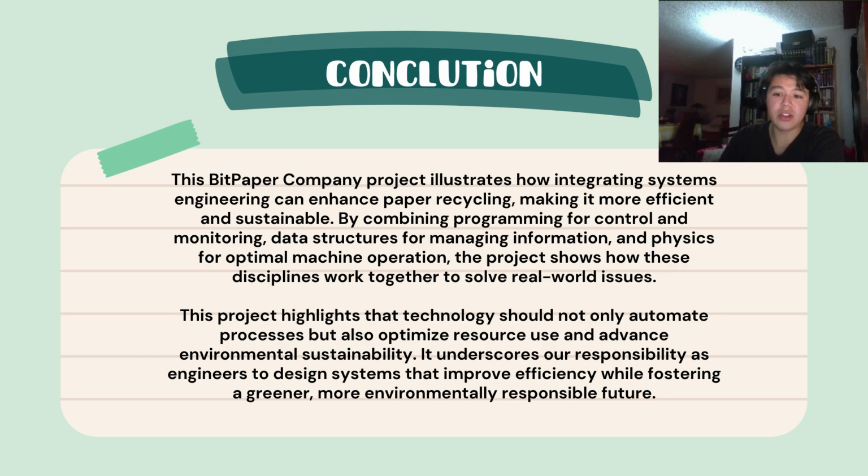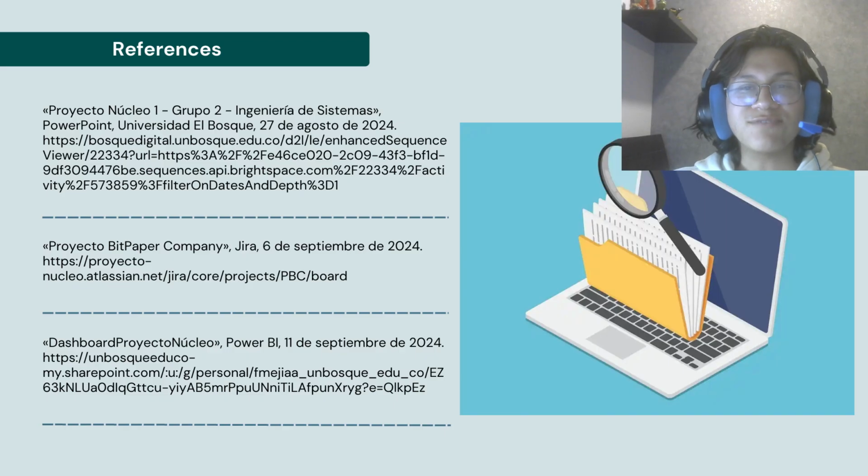Sustainability is another key aspect. Technology must go beyond automation and consider its environmental impact. In this case, paper recycling is a process that directly affects the environment, so optimizing it is essential. To finish, these are the references used.